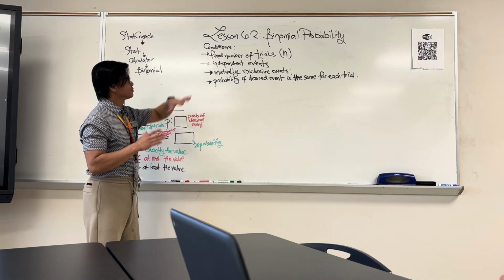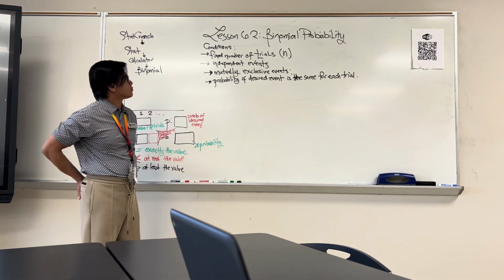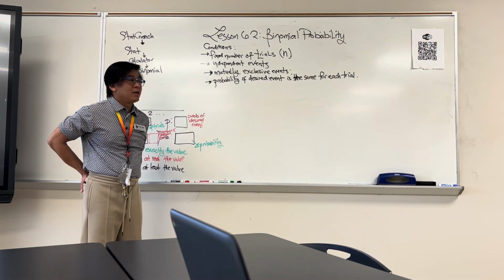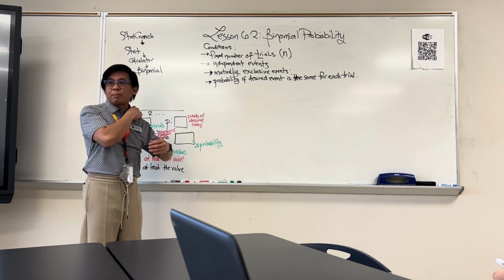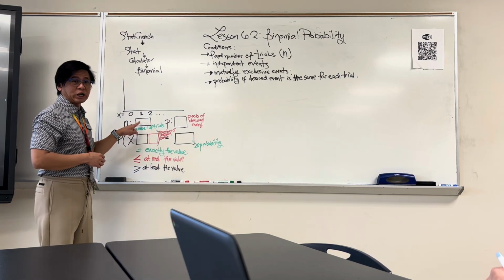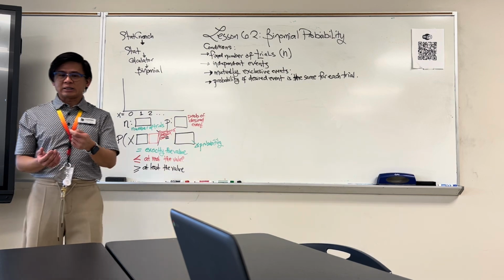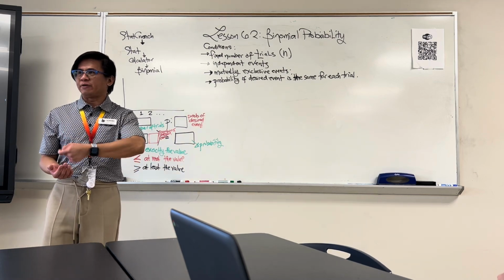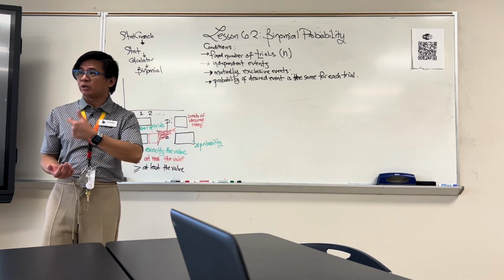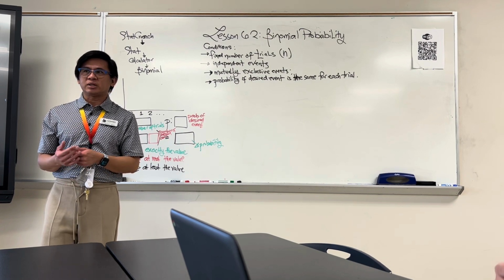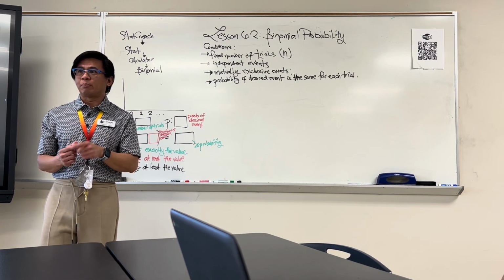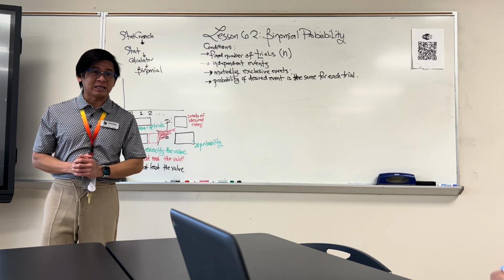Let's read the first 2. Fixed number of trials and independent events. Thank you. Okay, so fixed number of trials, and that is what we call our n. That can be like how many flips of a coin will there be? Those are the number of trials, right? Number of repetitions of the experiment itself.